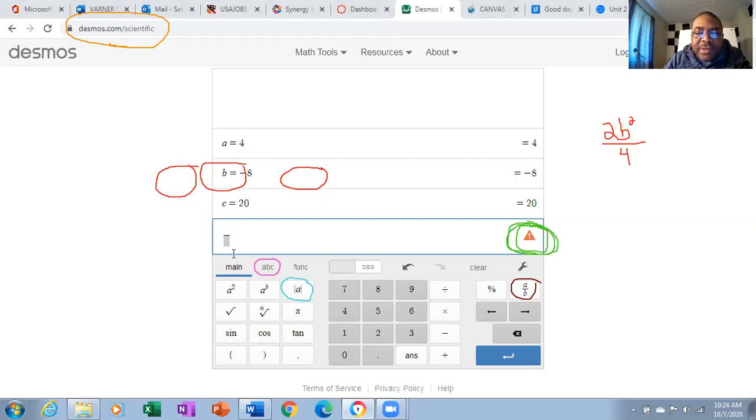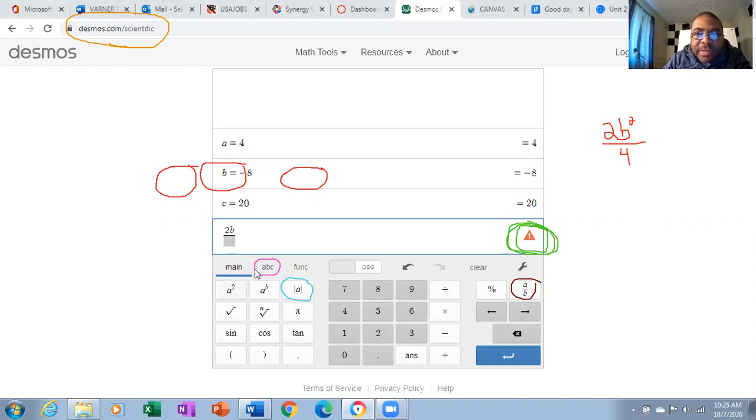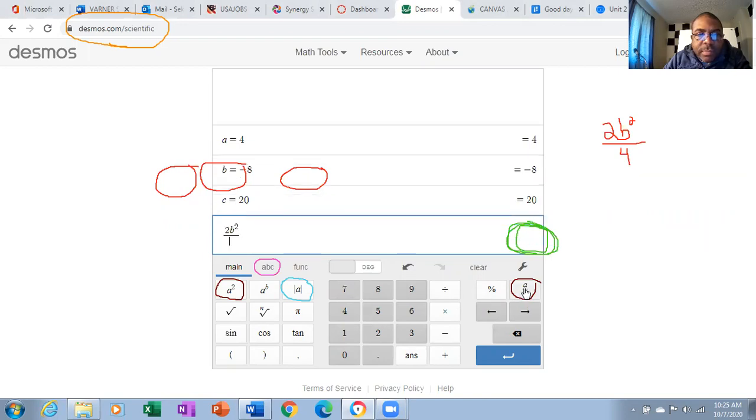And now I'm at the top of the fraction, so I'll type in 2, and then I'll go to ABC, hit B. Now, isn't it B squared? Yes, so we have to hit the squared button. Here's the squared button. Oops. Let me go back. Back, back, back. I'm going to square that number. Good. So now we have 2b squared.